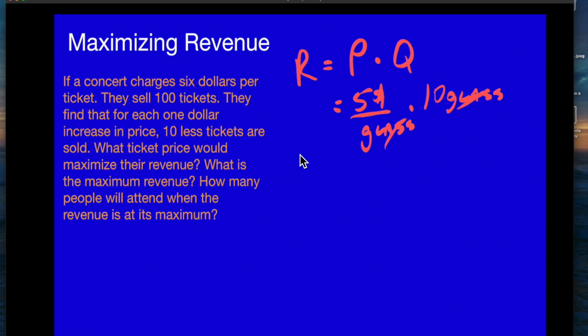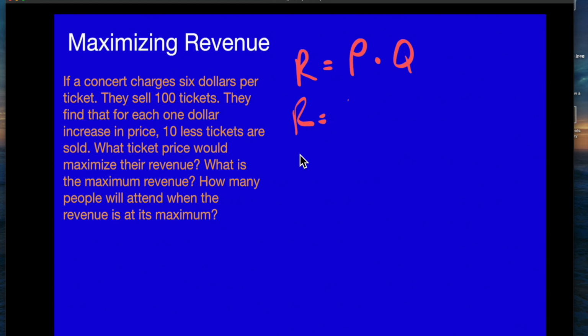So let's write the equation at the baseline for the concert. The revenue at its baseline is going to be $6 for every one ticket that they sell, and they're going to be selling 100 tickets at that price. So their baseline revenue is going to be $600.